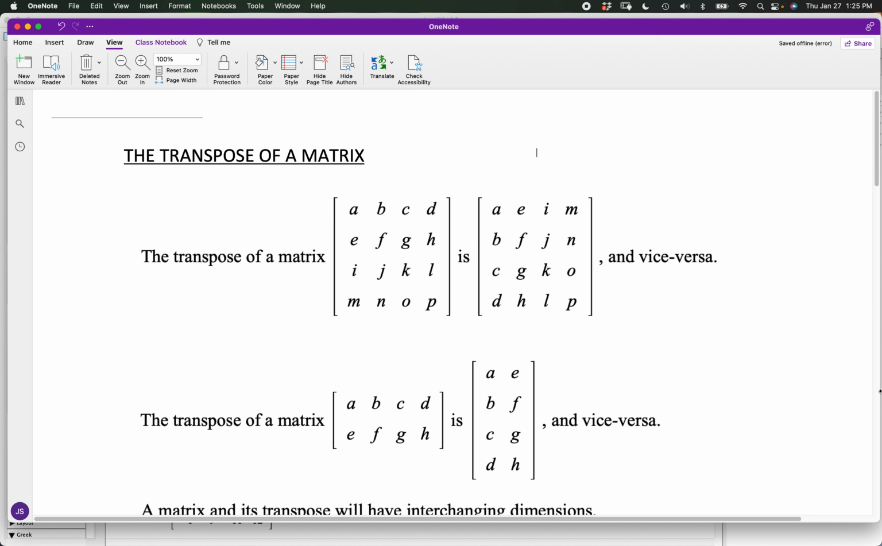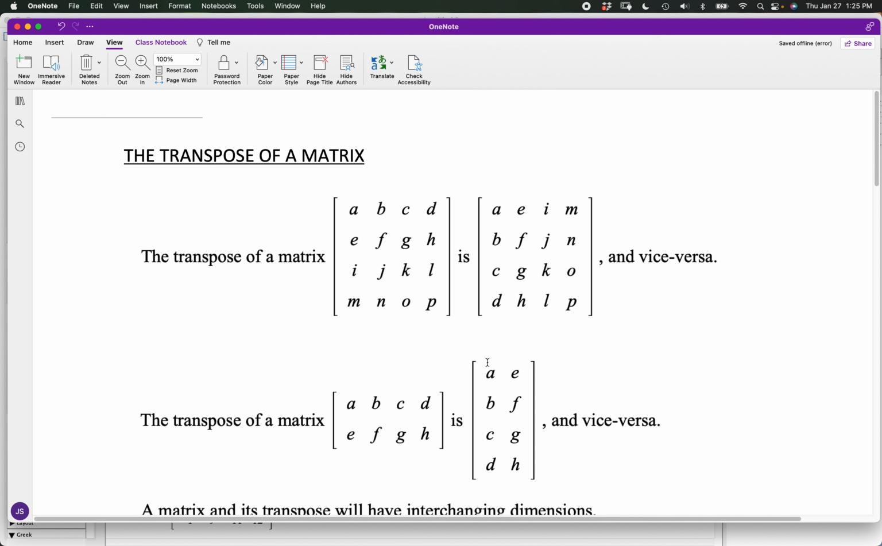Okay, looking into a matrix and its transpose. Let's say you have a square matrix, like in the case of a 4 by 4 matrix. Going from A to P in alphabetical order, row by row, you have A, B, C, D, E, F, G, H, I, J, K, L, M, N, O, P.